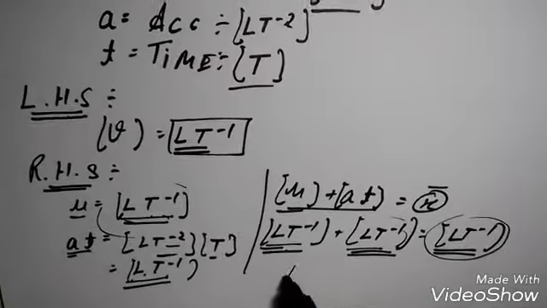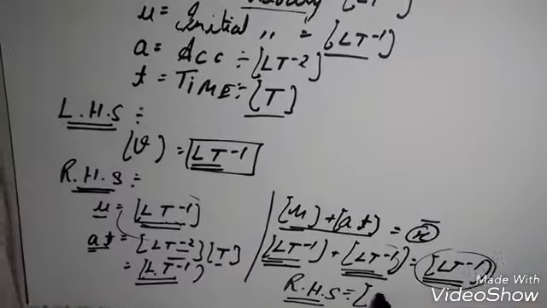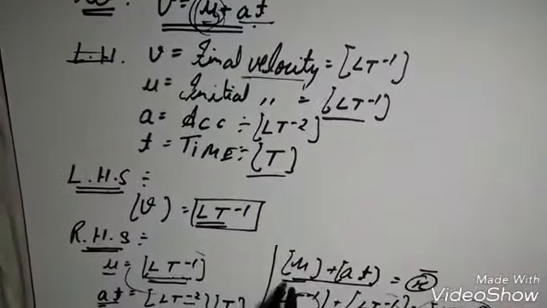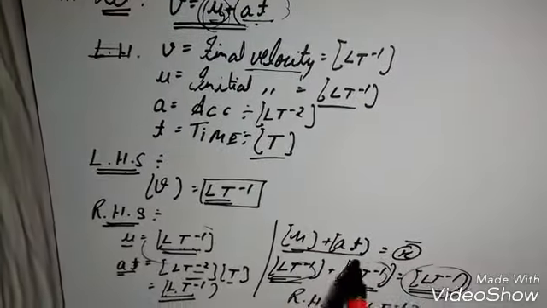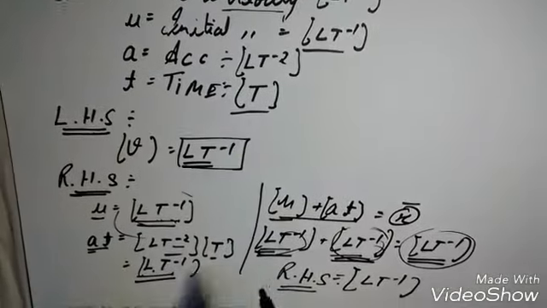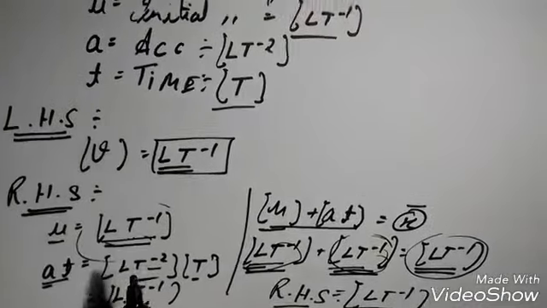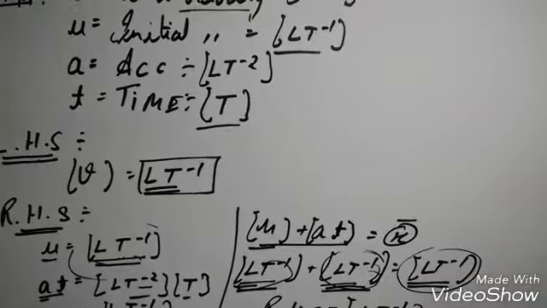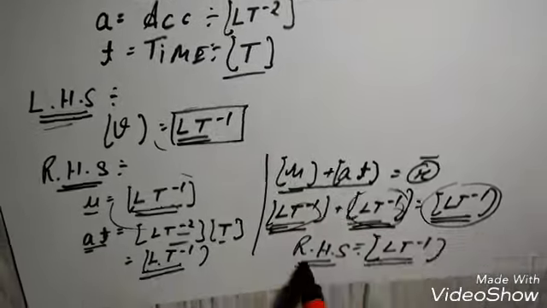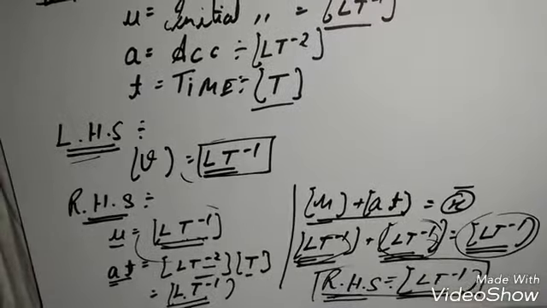Hence, we can say that the dimension formula of the right hand side of the formula is LT^-1, as U has a dimension of LT^-1 plus AT has a dimension formula of LT^-1. If both are added together, they result in the same dimensions, equal to LT^-1. All this is given by the principle of homogeneity. As we proved that the left hand side also has a dimension of LT^-1 and the right hand side also has a dimension of LT^-1, we can say that the formula is correct.